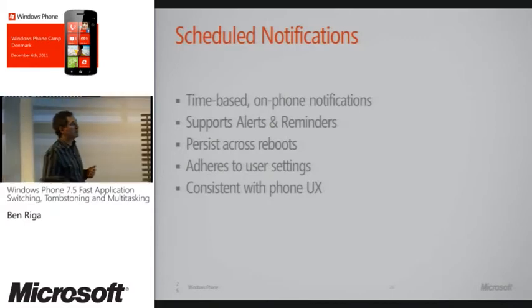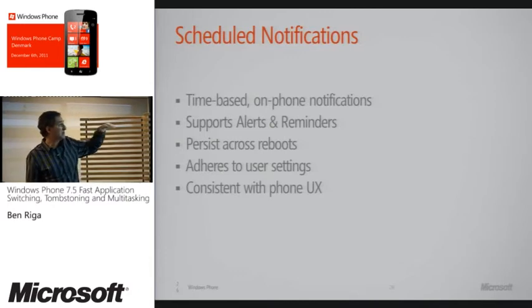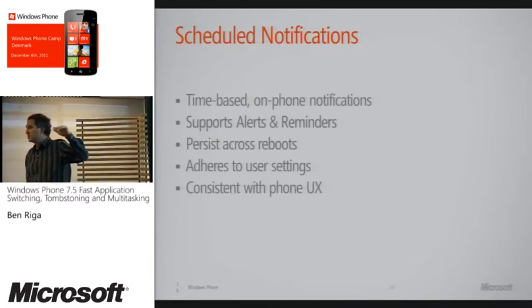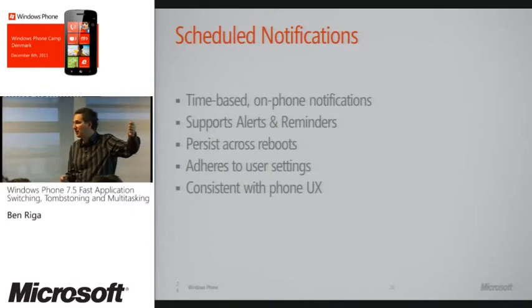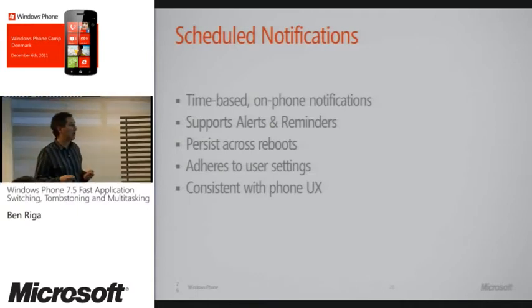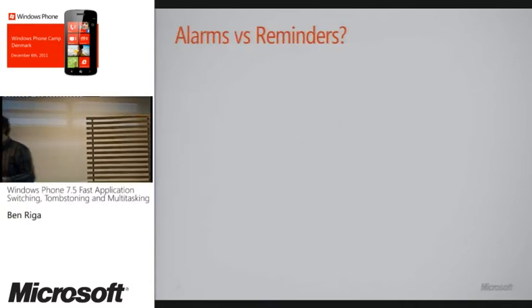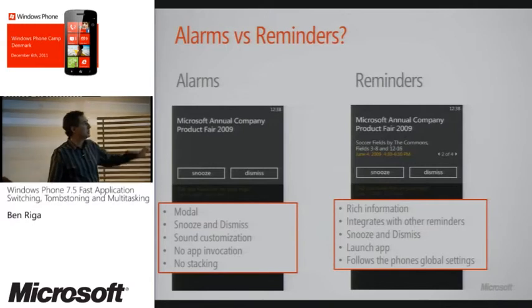Or I can use reminders, which are a little different, and I'll explain what the differences are in a couple seconds. These, as you can imagine, are persistent across reboots. So if I set a reminder for 3 weeks from now, and the end user powers down and up again, we don't lose that, and it's consistent with the phone UX. So the difference between alarms and reminders: alarms are pretty simple.